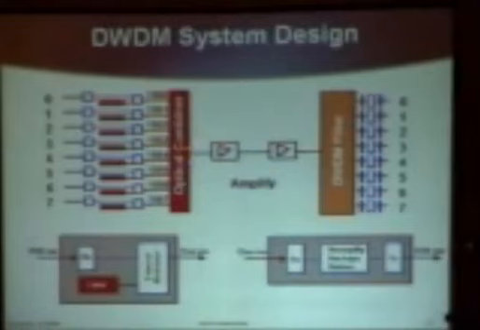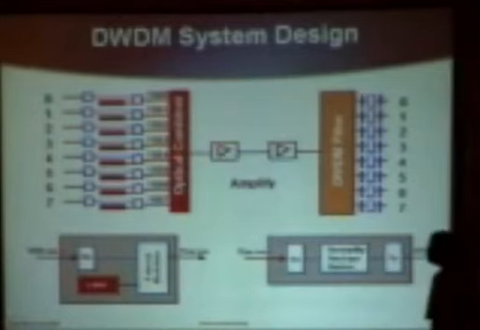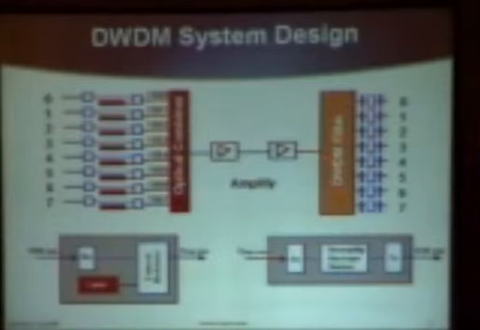These are then combined, sent through up to, I think it's about 800 kilometers is the state of the art, using amplifiers approximately every 100 kilometers. And at the far end, you separate it back out using an optical filter that detects each wavelength and steers each wavelength to the right receiver.